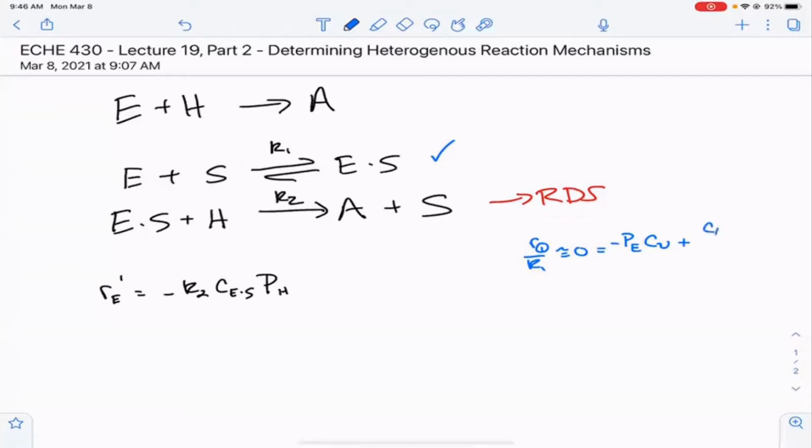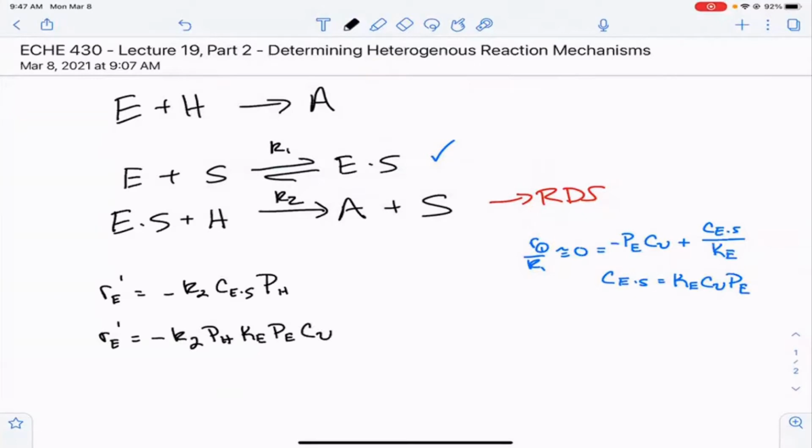plus CE·S divided by the equilibrium constant for that reaction, which I called capital KE here. So then we can solve for the concentration of E·S, and that's simply equal to KE times CV times the pressure of ethylene. And if we substitute that into our rate law, we have RE prime equals minus K2 times the pressure of hydrogen, times CE·S. And of course, that's just equal to KE times PE times the number of vacant sites.